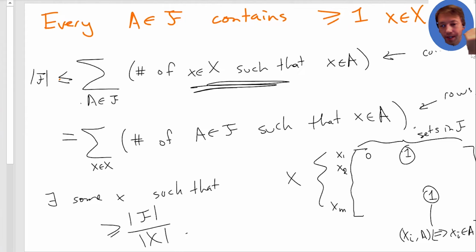So this is basically double counting, counting from two different perspectives. If you imagine this matrix, you can count from the perspective of rows or count from the columns, and you get the same number. I don't know if this makes it any clearer or just worse, but okay, cool.